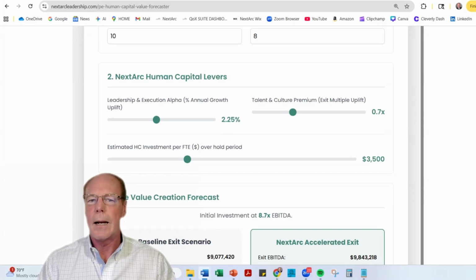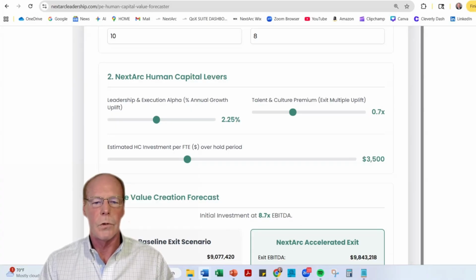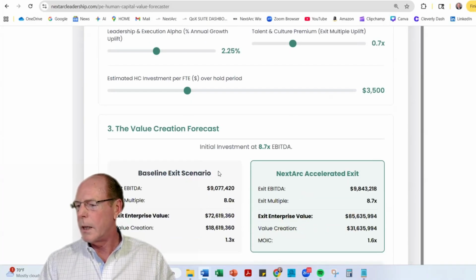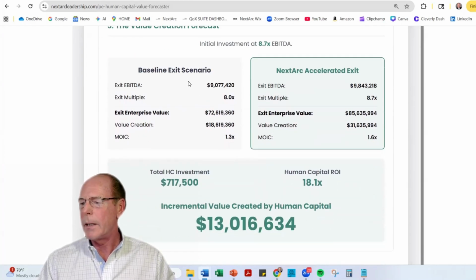And so by connecting the diagnostic to the forecast, we calculate the human capital ROI, which is the incremental value created divided by the total human capital investment. And in a turnaround scenario, I'm sure preaching to the choir, this number is everything, right? In the context of private equity, an ROI of really 5 to 10x is considered very strong. A return of 18x or higher, as we see here, demonstrates a highly compelling case for taking on the risks of the turnaround.